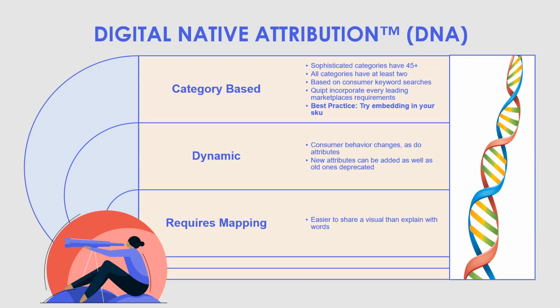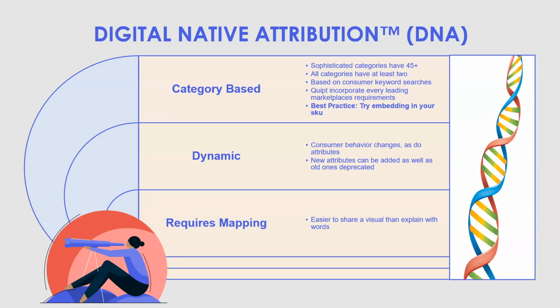Just to define what digital native attribution, or DNA, stands for, it's category based. So the attribution for a laptop is different from a tablet, from a smartphone. This is probably pretty obvious. But for some of the sophisticated products that you might be refurbishing, there could be over 45 of these attributes. And these are the ways that you want to understand that asset so that you can then translate it into all of the different online marketplaces and start to manage that business properly.